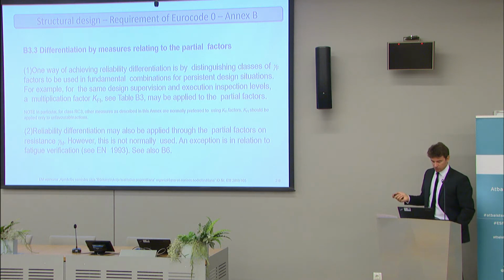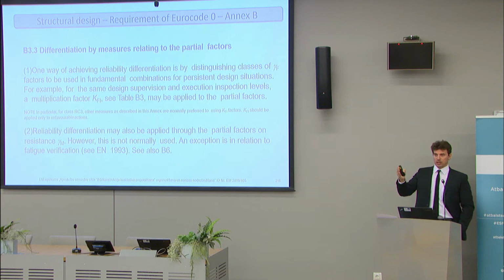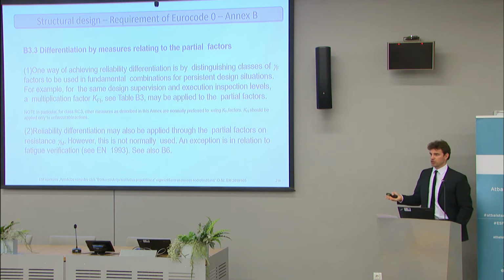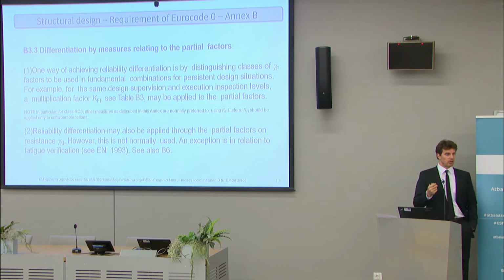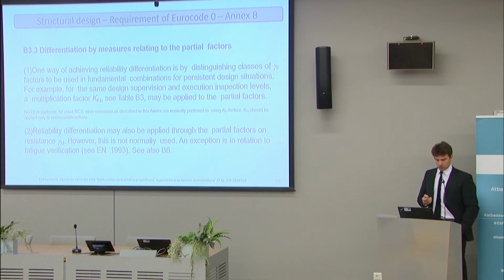Yes, for ULS, for fundamental combination for persistent design situation, see, for the same design supervision and execution, a multiplication factor, K_F1, we were seeing them before, this 0.9 till 1.8, can be applied to the partial factors. This means that you multiply gamma_F, that is maybe 1.35 for your persistent action, with 0.9 because it is an agricultural center instead of a very important structure. You are allowed to do this if you want.